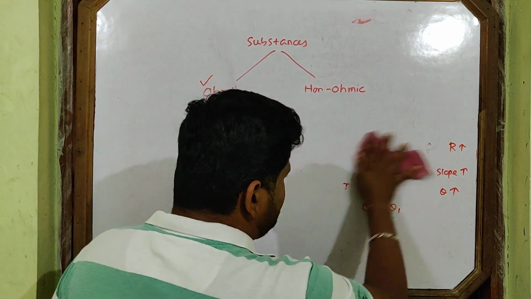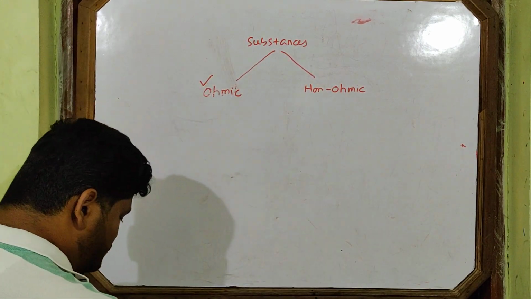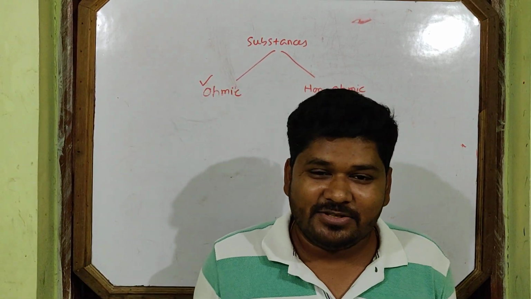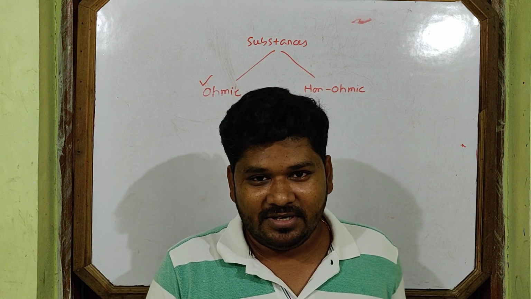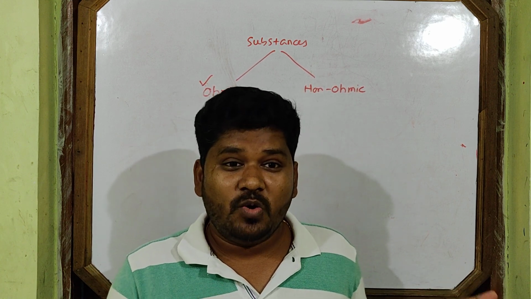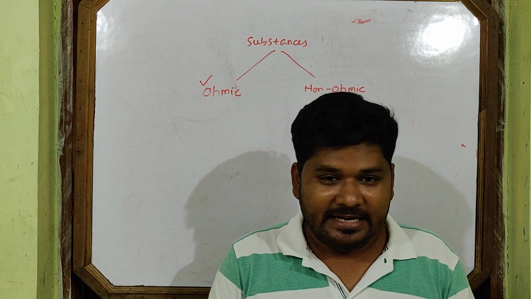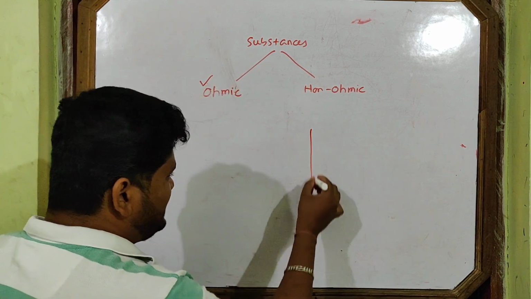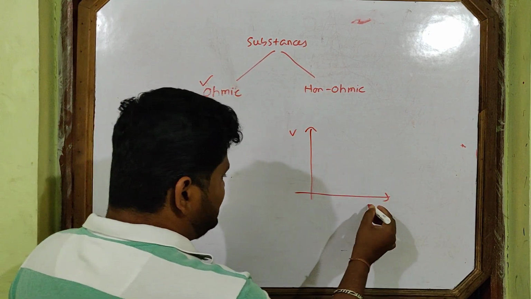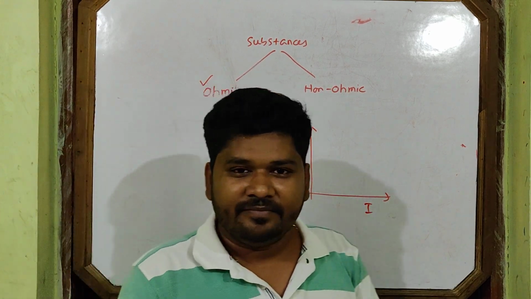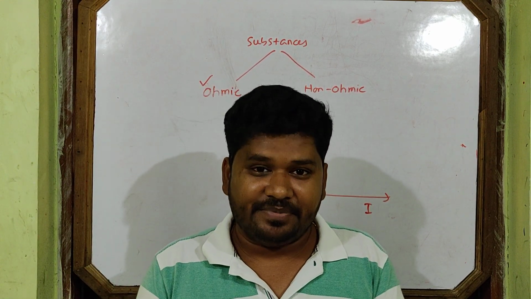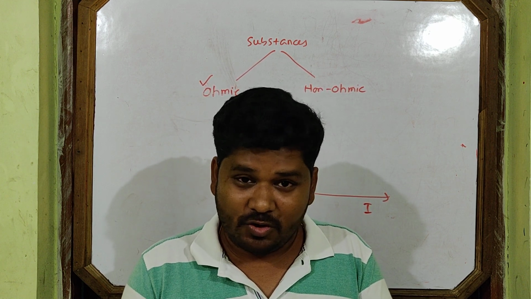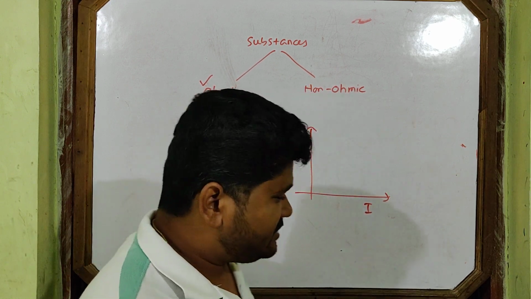This is the ohmic substance. Then the next one is the non-ohmic substance. What is a non-ohmic substance? Very simple: the substance which doesn't obey Ohm's law. Its graph will never be a straight line. In the VI graph of a non-ohmic substance, the graph will not be a straight line. The graph will be of a different shape. So you are expecting some examples of non-ohmic substances? Yes, examples of non-ohmic substances.